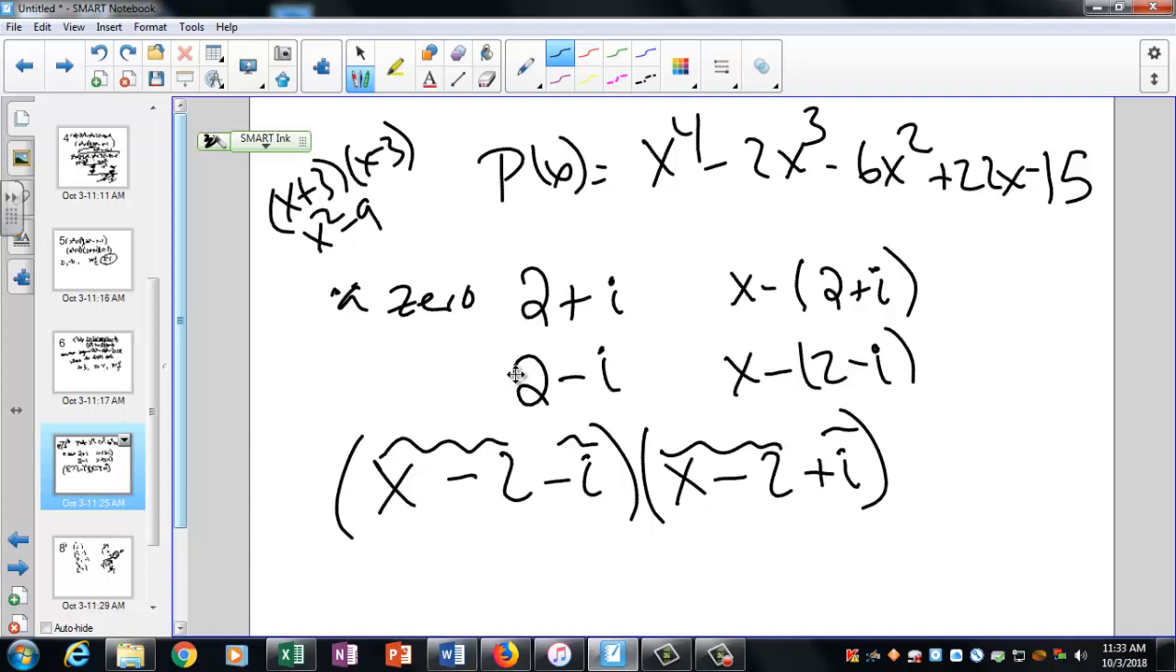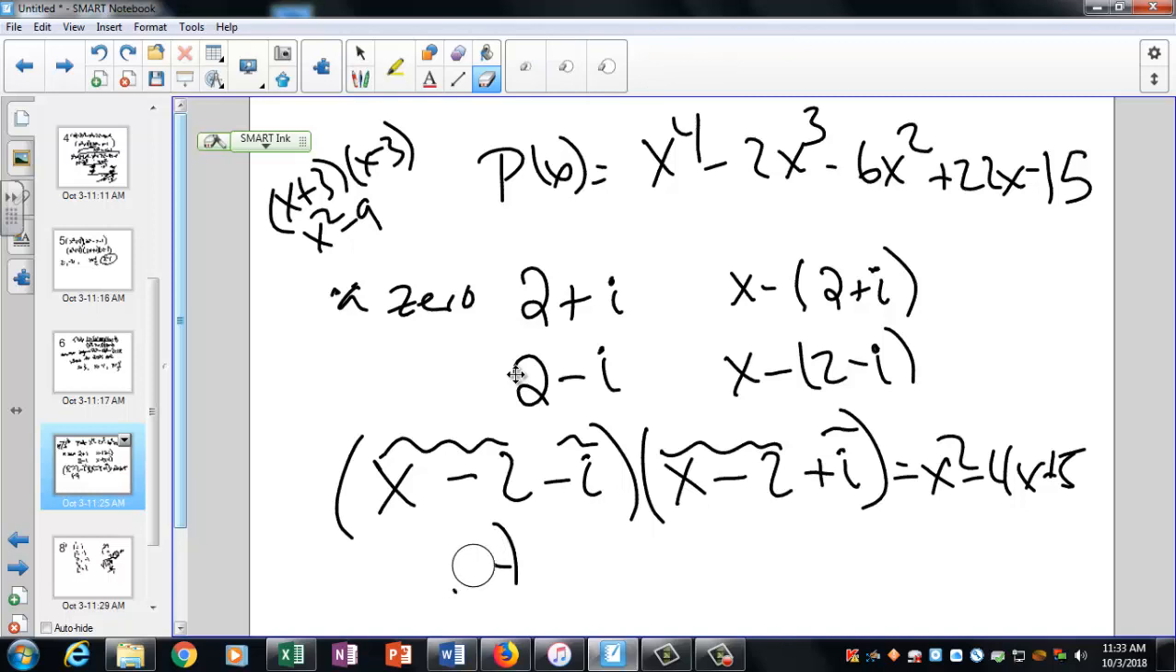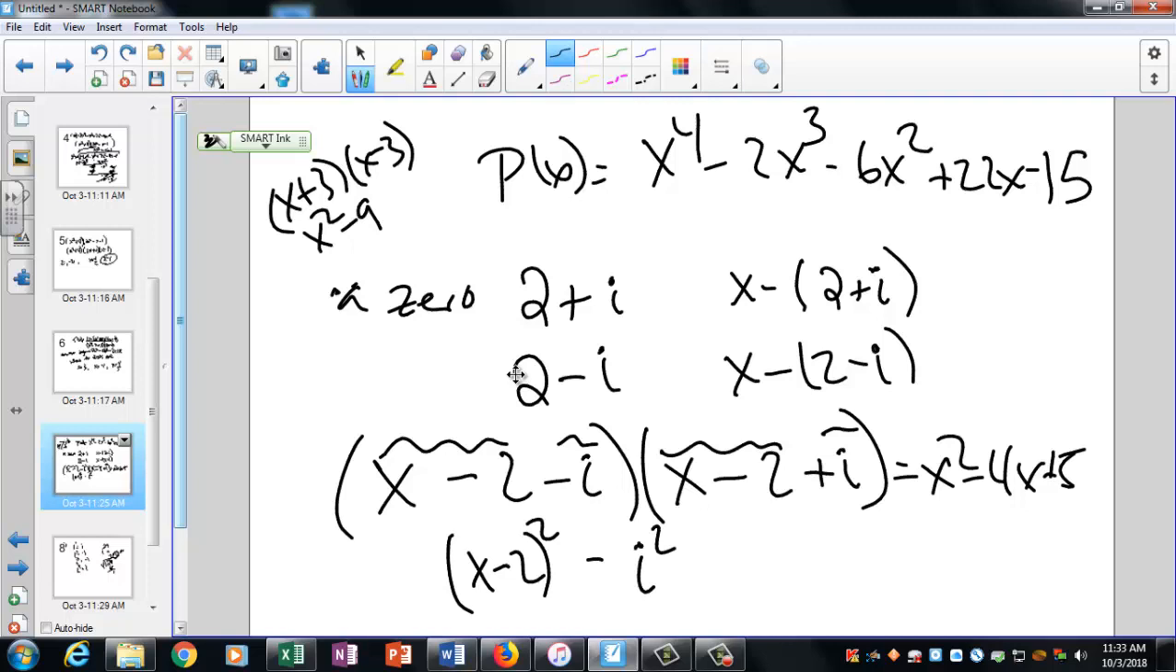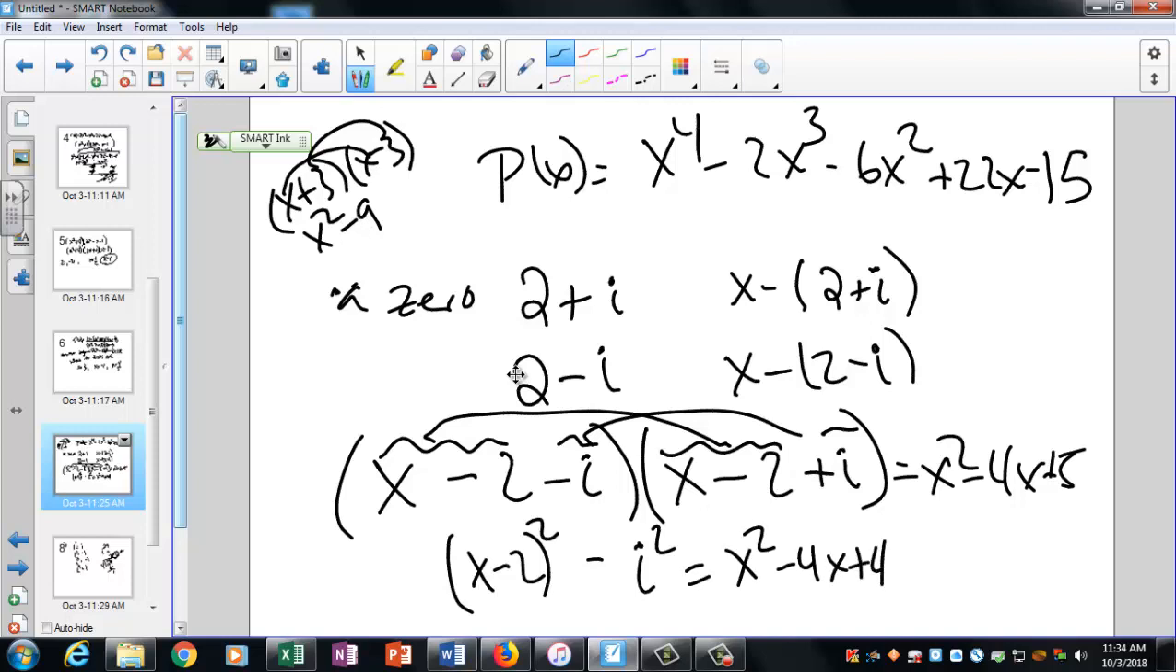Does that make sense? So for me to do this, because one of my great skills in life is to take something like this and go, oh, that's x squared minus 4x plus 5, and people go, man, get out of here. Well, no, it is, because this is x minus 2 squared minus i squared. Just like this is x squared minus 9, this is x minus 2 squared minus i squared. And so I know that that is x squared minus 4x plus 4 minus i squared, which is negative 1, and that's where the 5 comes from.